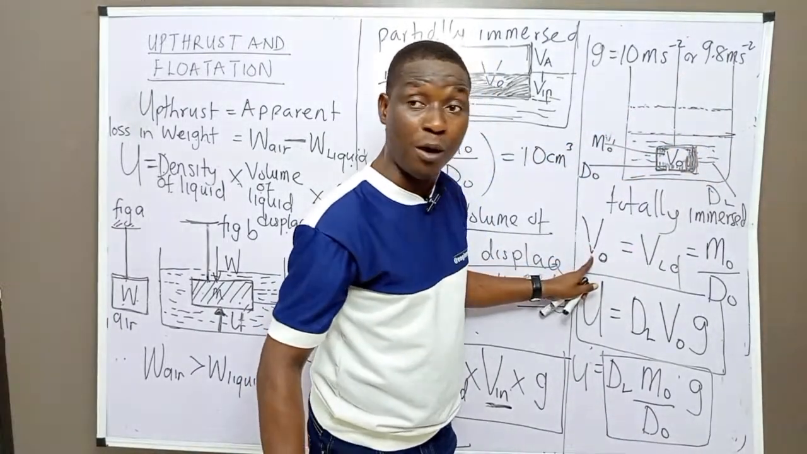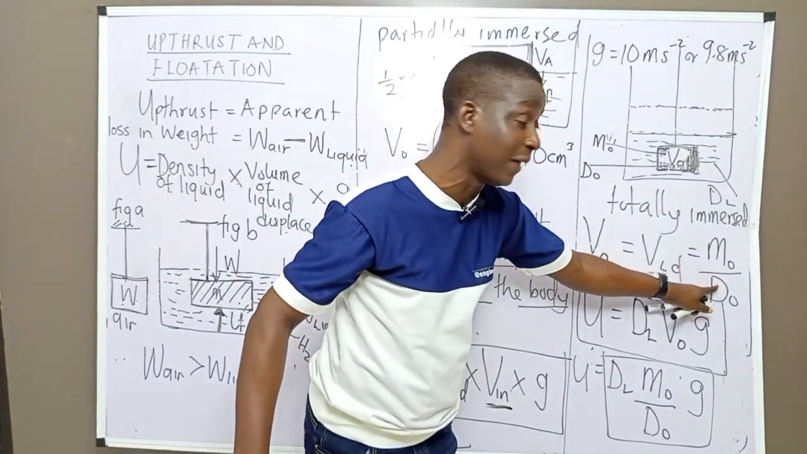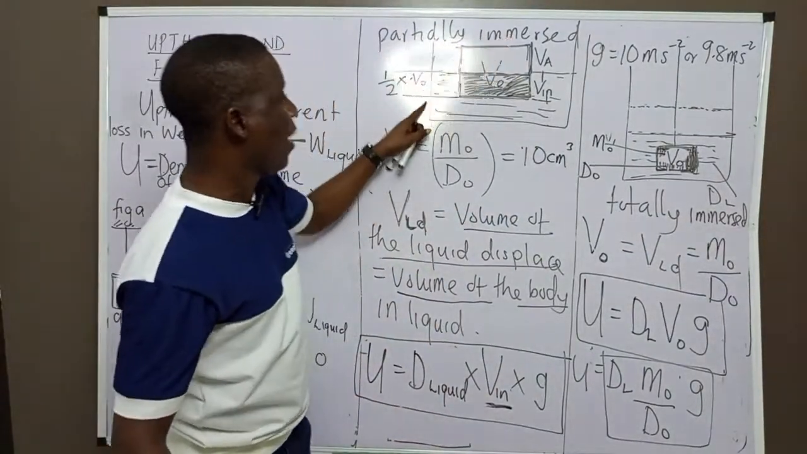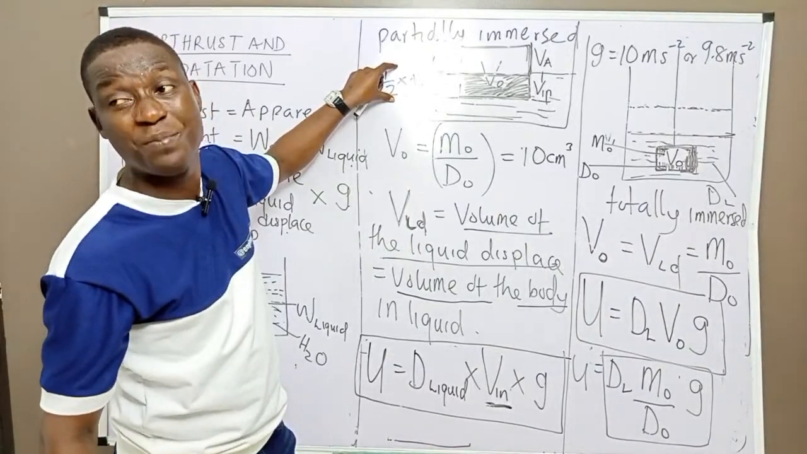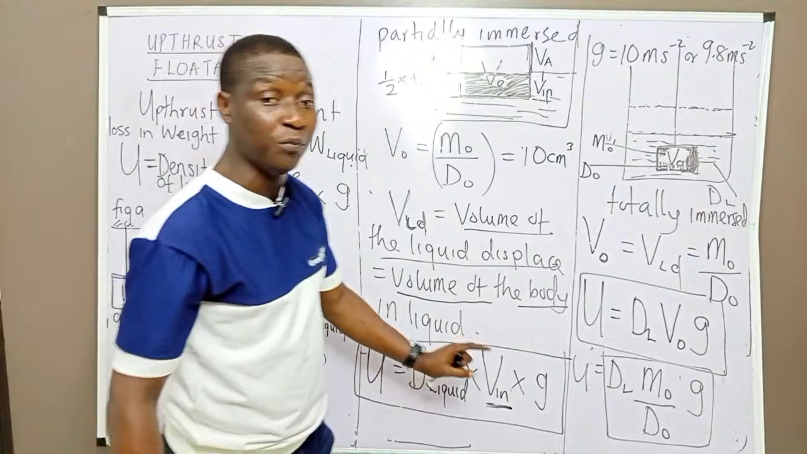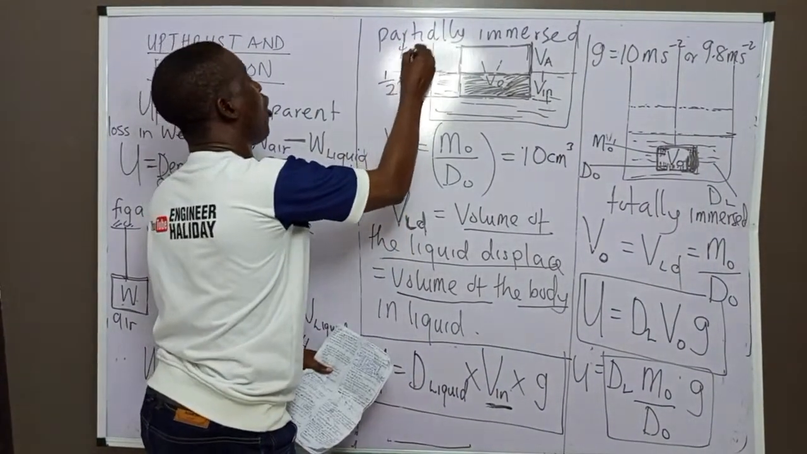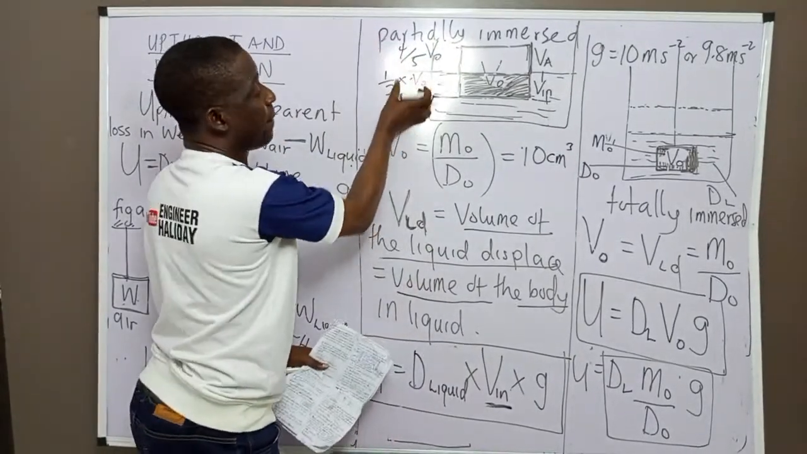which is when the volume of the object equals the volume of liquid displaced, equal to mass of the object over density of the object. Or partially immersed, when what? They will tell you the fraction that will be inside the water. The fraction in water is what we call the volume of the liquid displaced. If they tell you 4 over 5 of the volume is above, how much will be below?